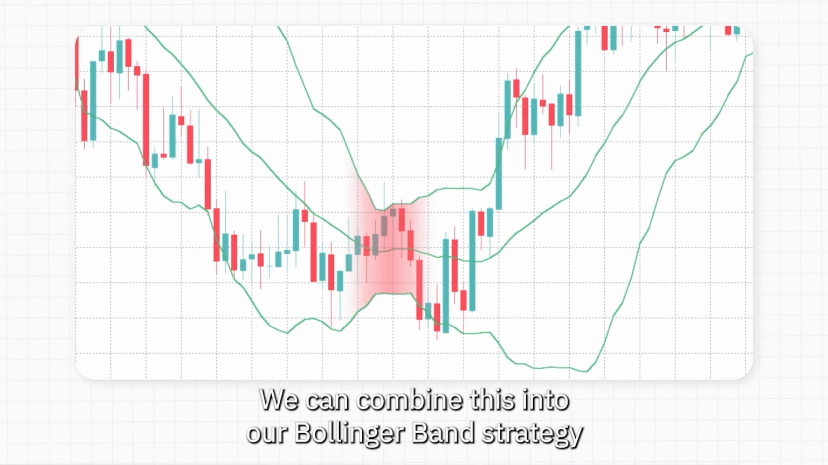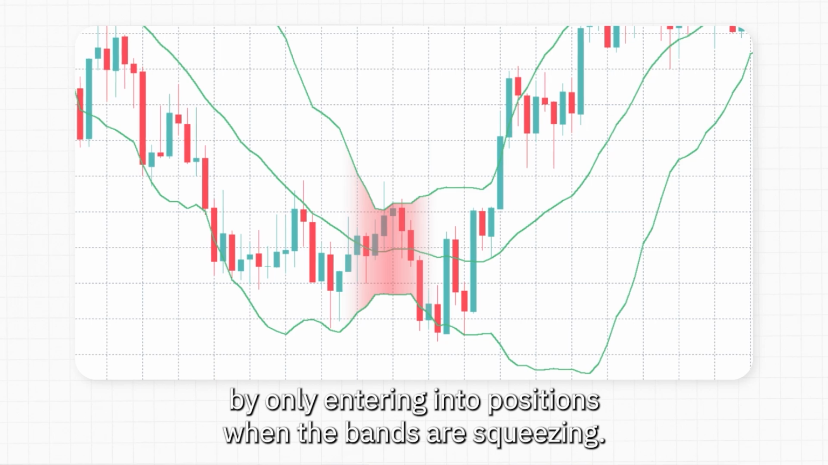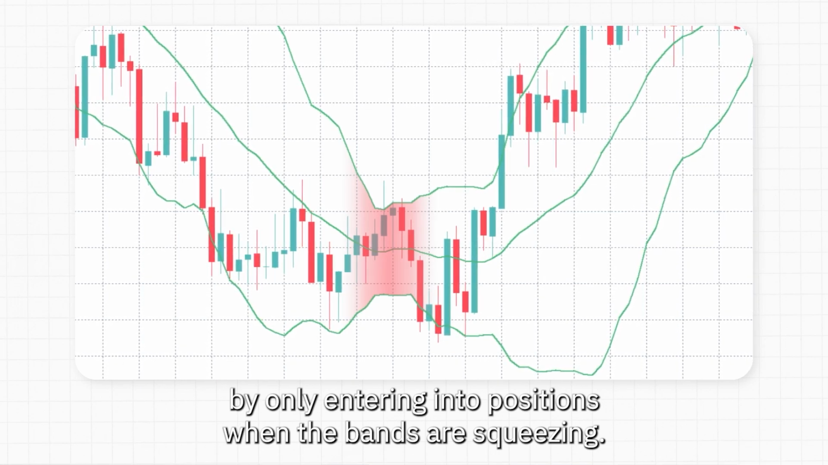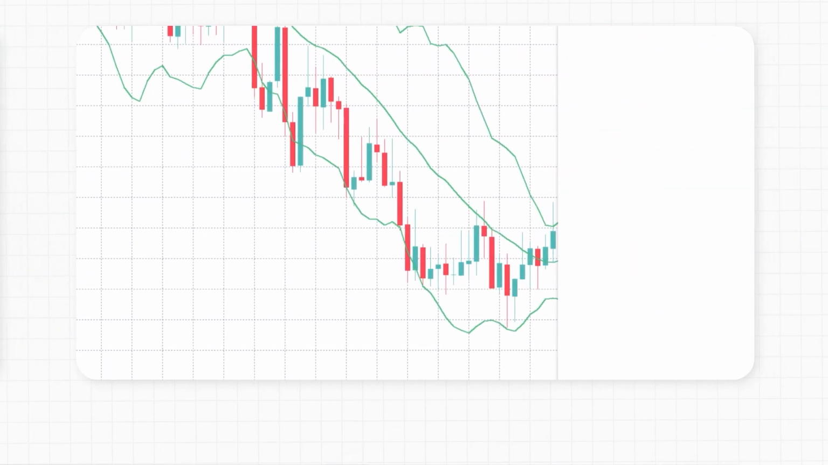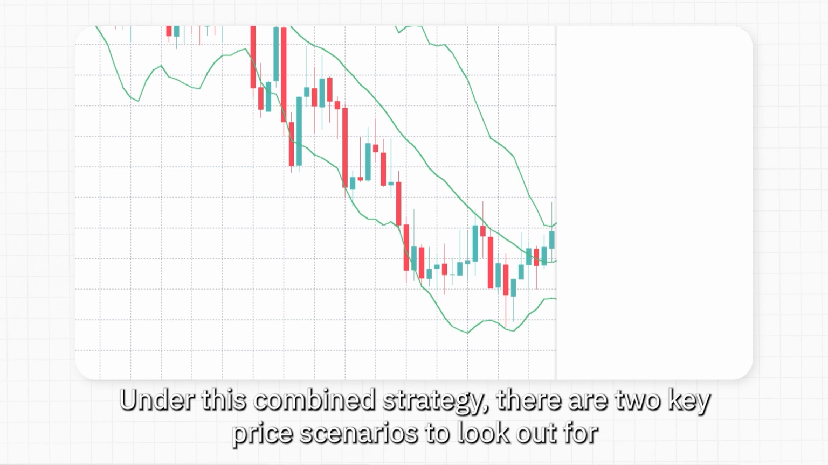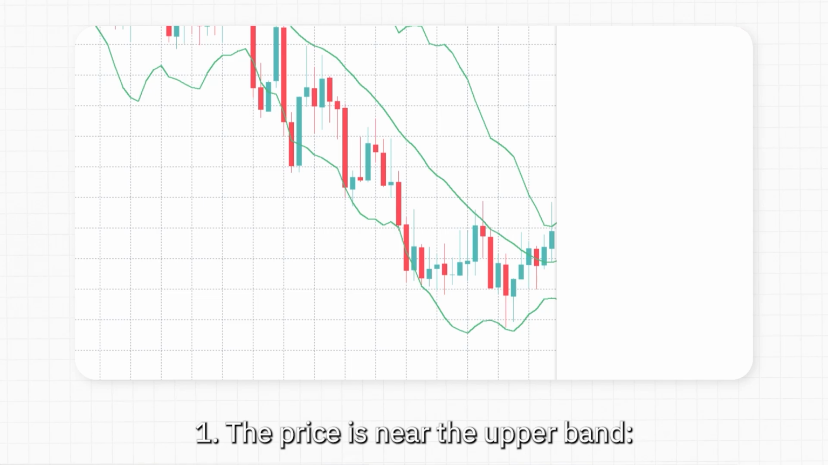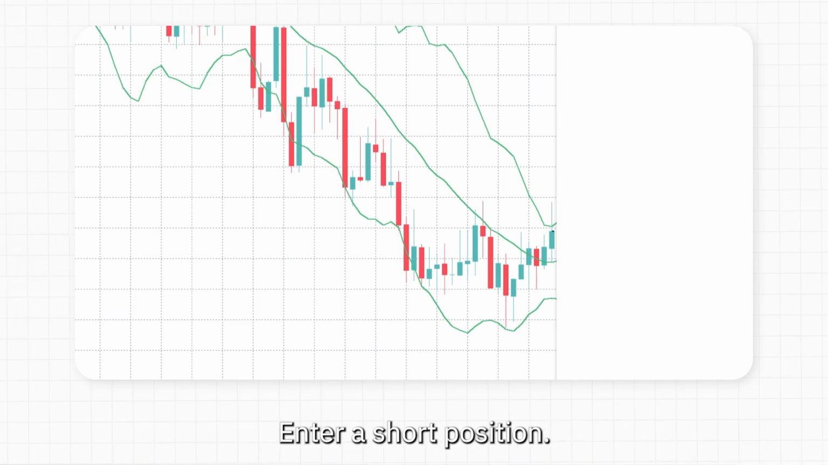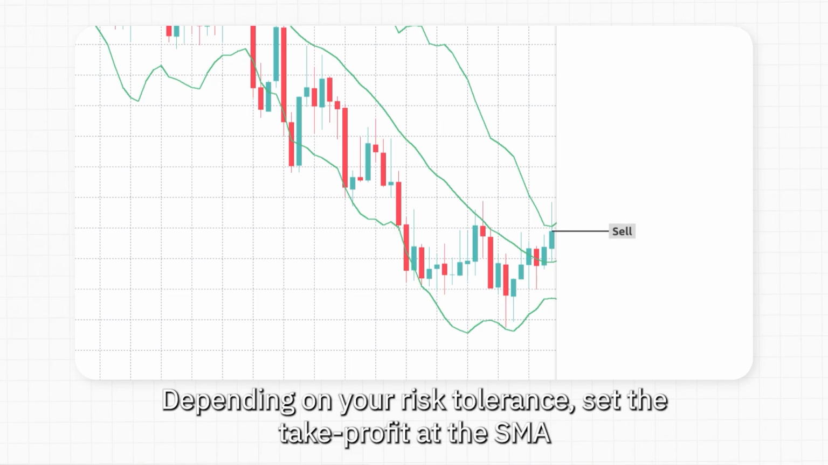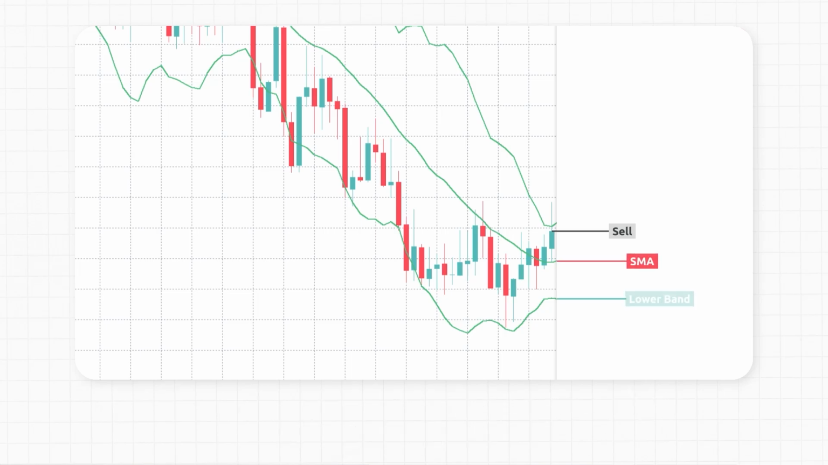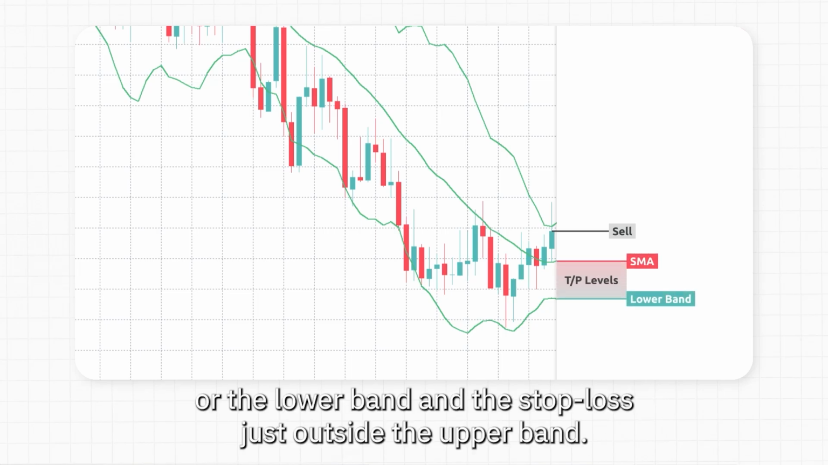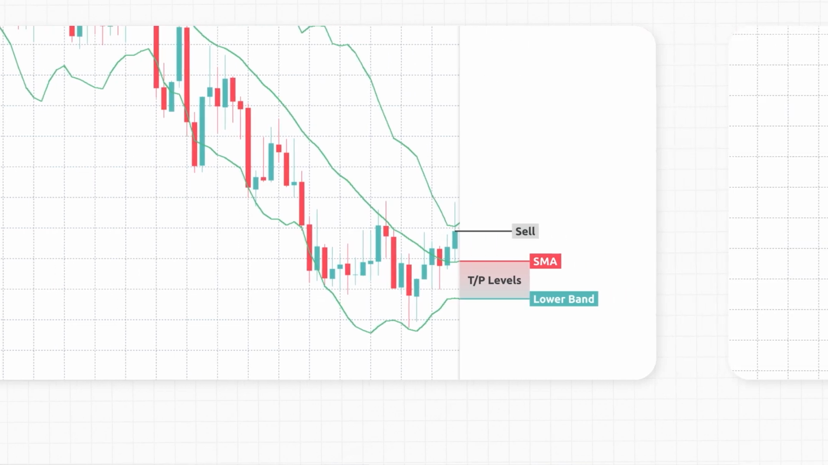We can combine this into our Bollinger Band strategy by only entering into positions when the bands are squeezing. Under this combined strategy, there are two key price scenarios to look out for if you notice a Bollinger Band squeeze. The price is near the upper band. Enter a short position. Depending on your risk tolerance, set the take profit at the SMA or the lower band, and the stop loss just outside the upper band.